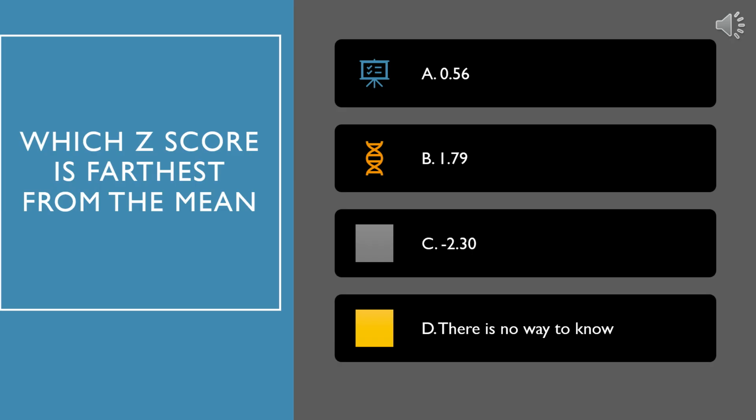All right, quick review question. Which of these z-scores is furthest from the mean? Well, that's going to be C, negative 2.30. That means it's 2.3 standard deviations below the mean, and that's essentially 2.3 standard deviations away from the mean. It happens to be below the mean, but that's further than 1.79 standard deviations above the mean or 0.56 standard deviations above the mean.